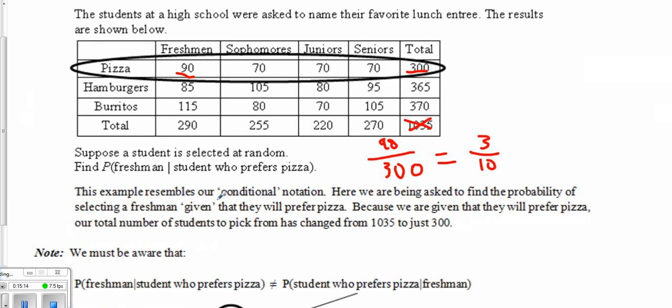So this example resembles our conditional notation. This 90 only works for the people who like pizza, so it changes our total amount. Because we are given that they prefer pizza, our total number of students to pick from is no longer this 1,035, it drops to this 300.